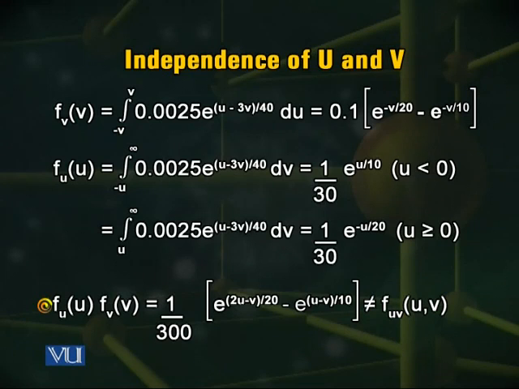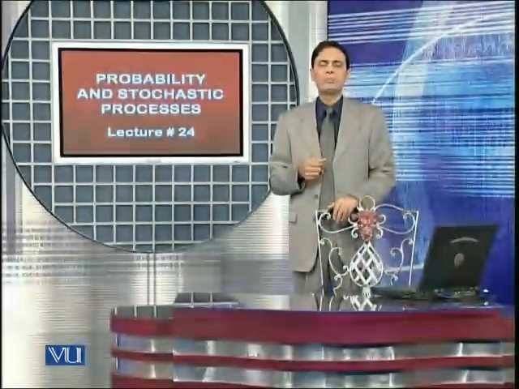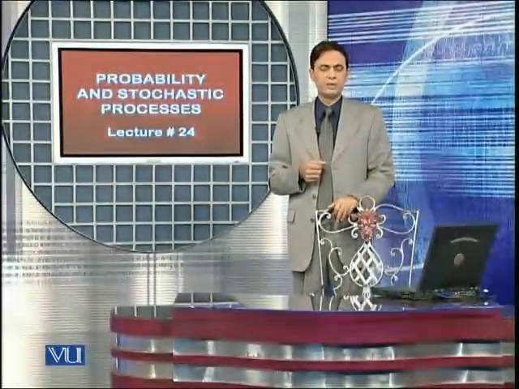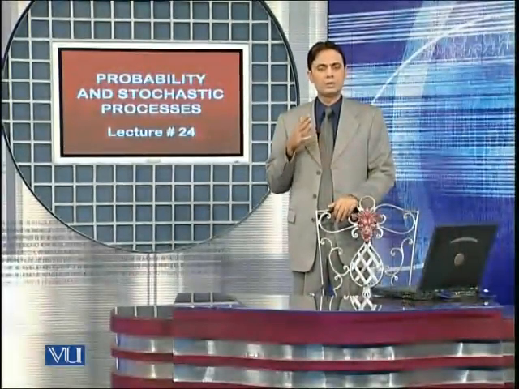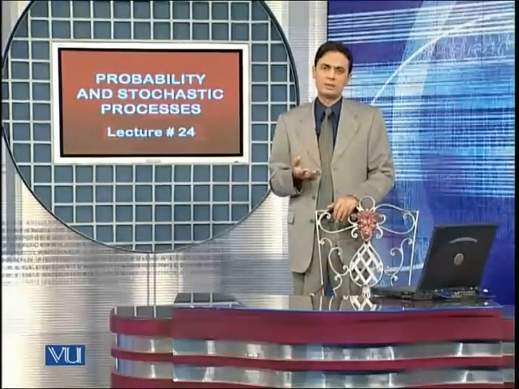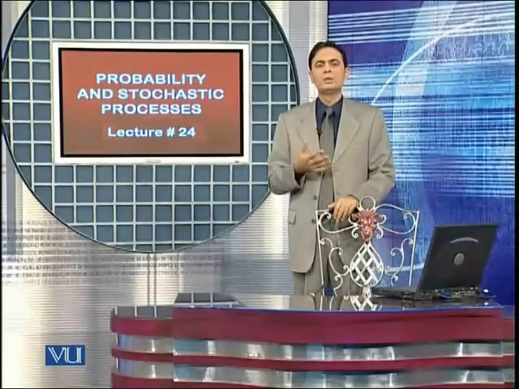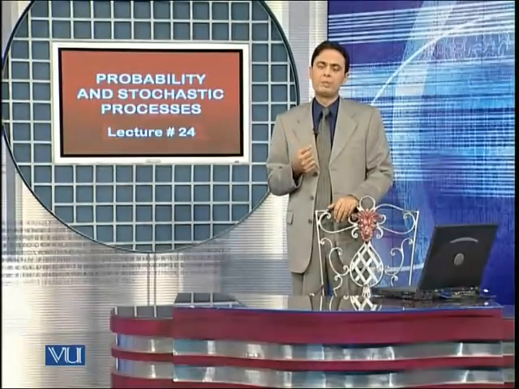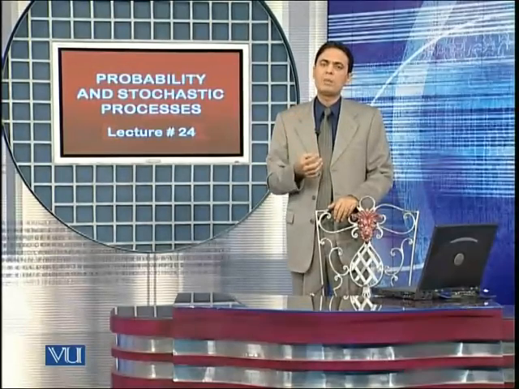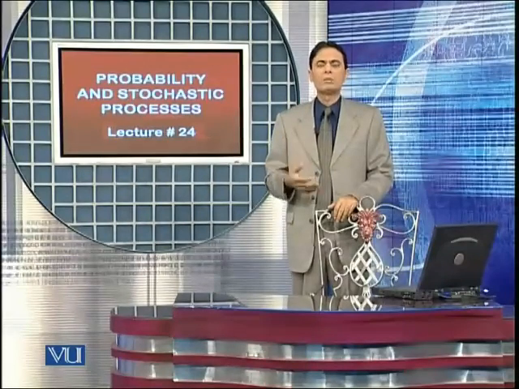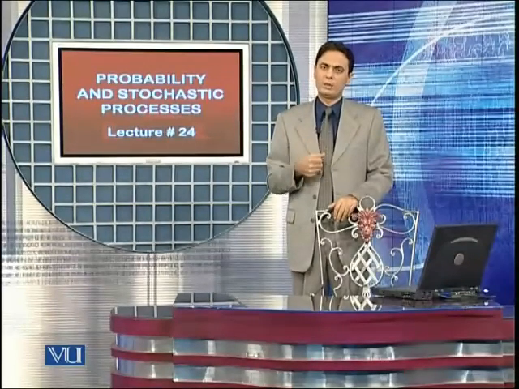Hence, it is clearly established that U and V are not independent of each other. Let's look at another example of two derived random variables. We are going to use the same example of two television sets, but we are going to use different mappings to get to our U and V. Actually, we are going to use the same mapping we were using for V, but for U we are going to use a new mapping.